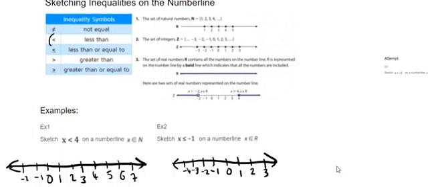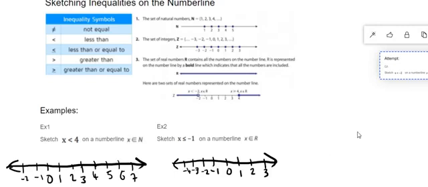The next one is a less than sign, so that just means less than, when the arrow is pointing towards the left. Then the next one is less than or equal to. That means it could be less than or it could be equal to, so that's pointing towards the left as well. Then there's a greater than sign, that's when it's pointing to the right, and then the greater than or equal to sign, that's pointing to the right as well with a line under it.